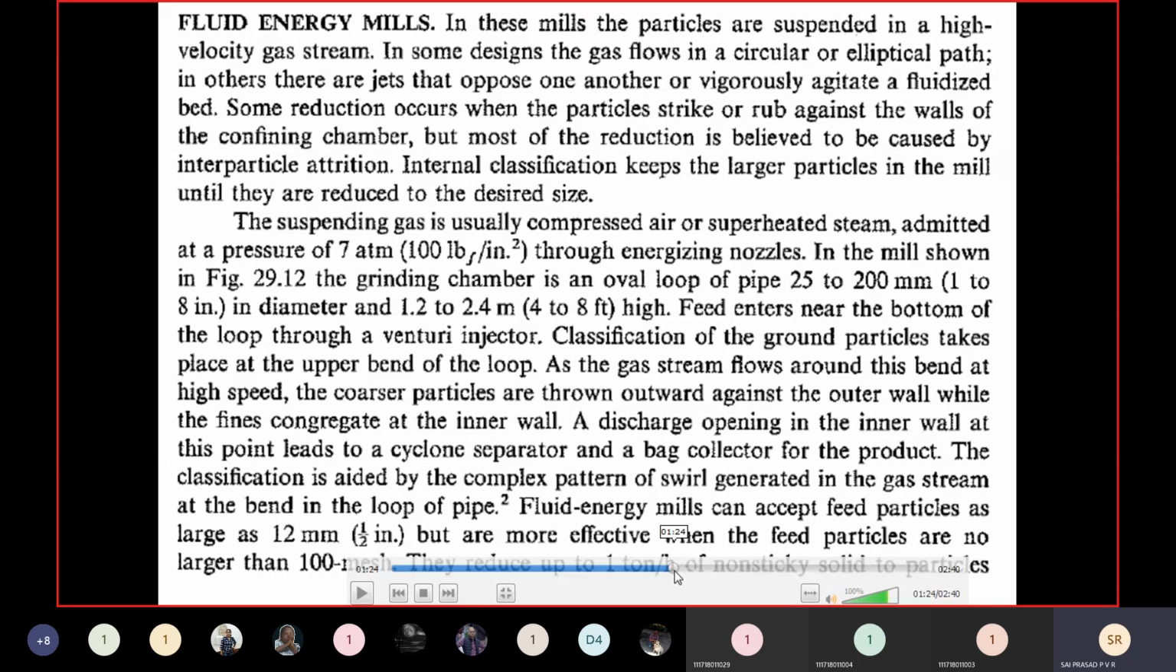Internal classification keeps the large particles in the mill until they reduce to the desired size. So now it is very important how the change in the directions happens, because as I said, we are introducing streams with a high velocity, but how do we control the directions of the flows? That is important.